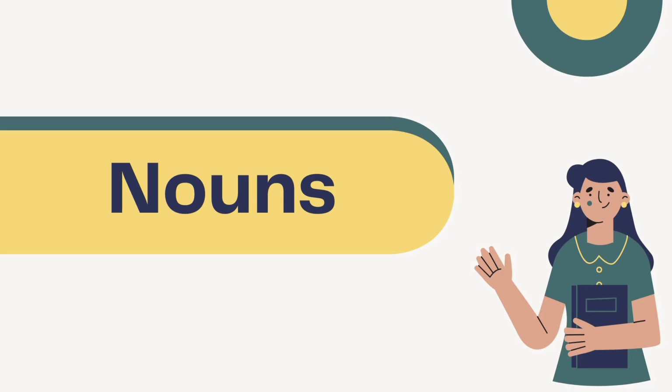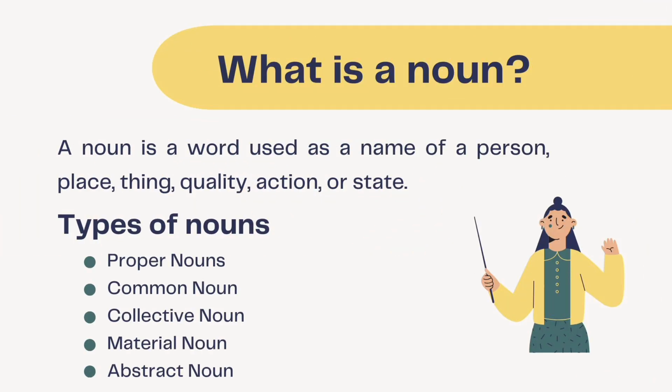Today, we are going to learn about one of the most important topics in English grammar, nouns. So, let's begin. A noun is a word used as the name of a person, place, thing, quality, action, or state. For example, Ram is the name of a person, Delhi is the name of a place, and words like kindness, freedom, and childhood represent qualities, ideas, or states. Nouns are an essential part of English because we use them constantly in our sentences.